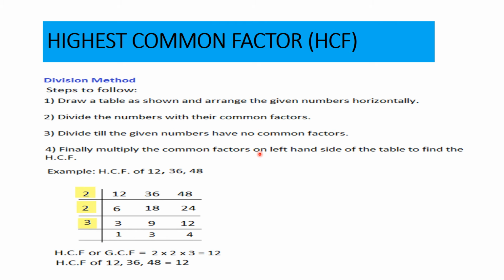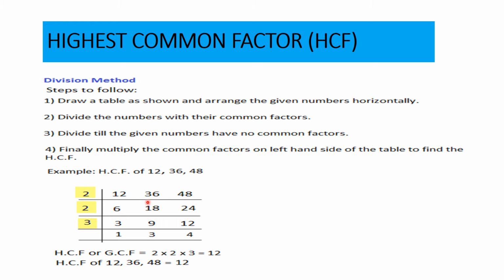How to find the highest common factor by the short division method. What are the steps to follow? Draw a table as shown. That means you have to arrange the given numbers in a horizontal manner like this. You can also put commas in between 12, 36 and 48. Now divide the numbers with their common factor. You start with the smallest common factor.